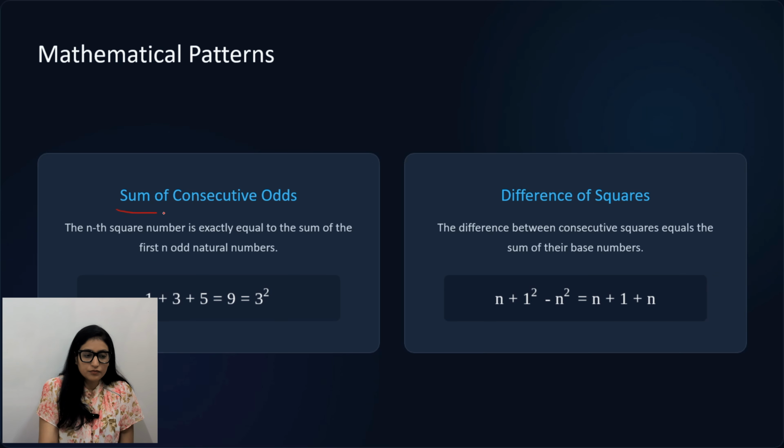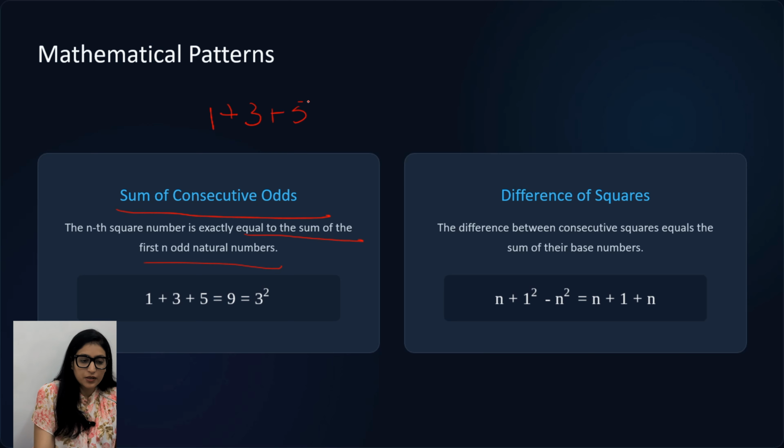Now, let's observe some patterns related to square numbers. Now, the nth square number is exactly equal to the sum of first n odd natural numbers. If you take the sum of odd numbers, for example, 1 plus 3 plus 5, this is the sum of first three odd natural numbers, which is equal to 9, and 9 can be represented as 3 square. So, I have added here only 3 odd numbers, so the sum will be 3 square.